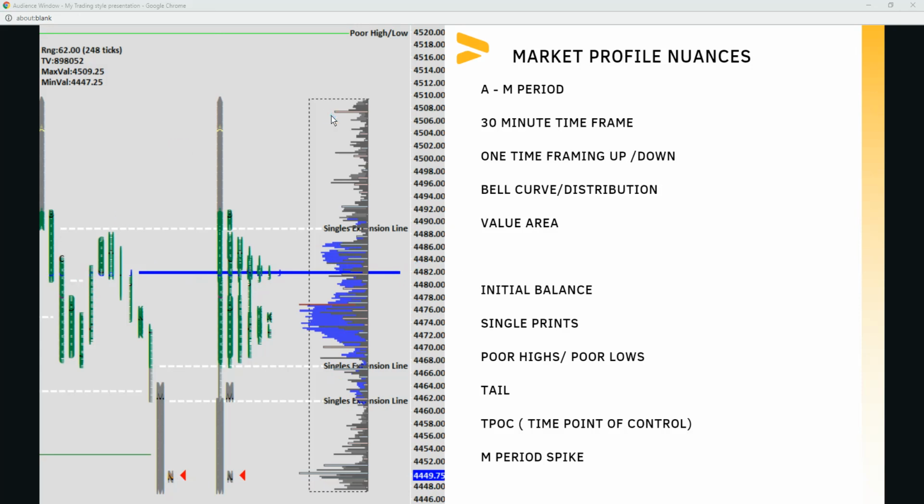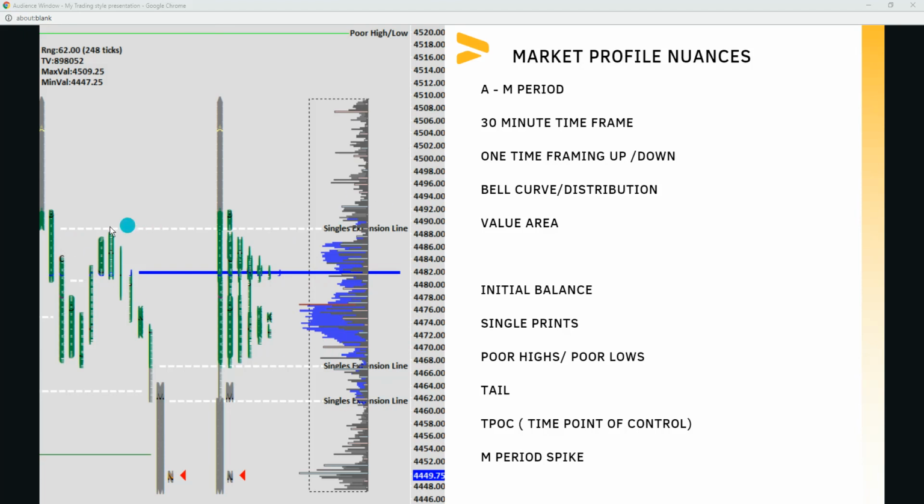Now, you could argue that this will be an inflection point for the next day, or you could say that this is my target that I'm going to use. If I buy around this area, my initial target will be to just come back and test the TPOC, or the time point of control. These are basic profile trades that most profilers will tend to use.